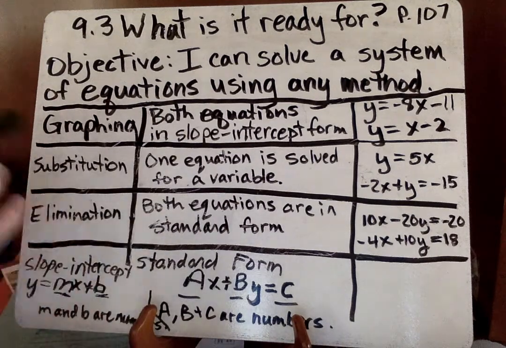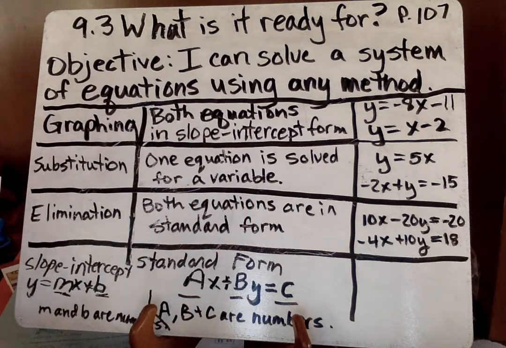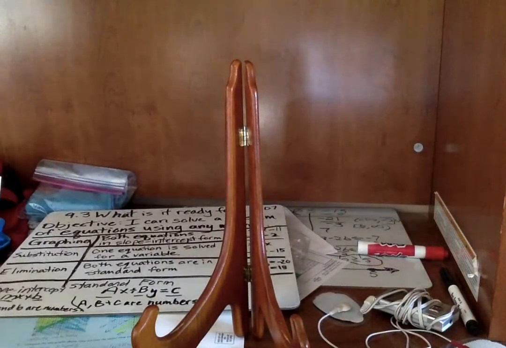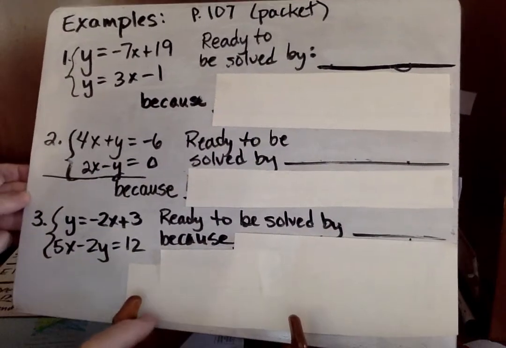Okay, so if we need to pause this so you can look that over, hopefully, I know it looks quite a bit busy, but it's a bunch of really good information. Okay, next we're going to go again. This is page 107 in the packet, and we're going to do a few problems here.